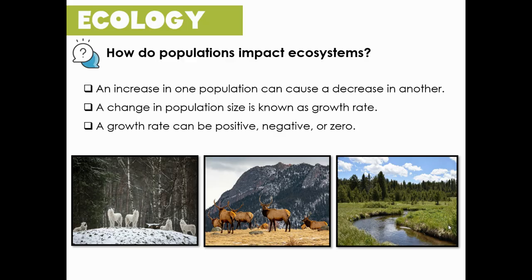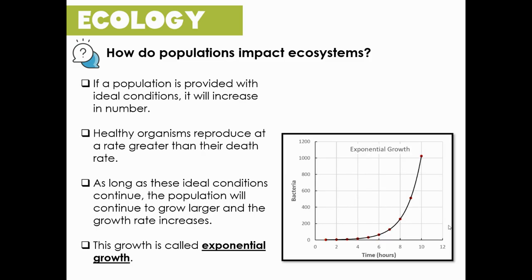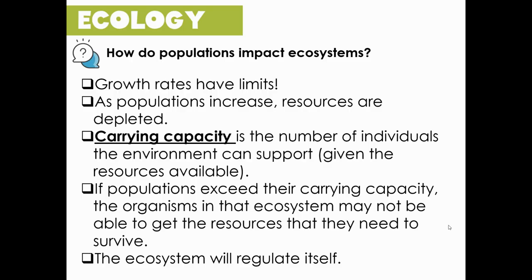A change in population size is known as a growth rate, and a growth rate can be positive, negative, or zero. And we talked a lot about graphs this year. So if a population is provided with ideal conditions, of course, it's going to increase in number. And so healthy organisms reproduce at a greater rate than their death rate, and this is going to create population growth. Sometimes that growth is exponential. So you can see here in a J-curved graph, this shows exponential growth. And as long as these ideal conditions are met, the population will continue to grow larger and larger. And of course, this is called exponential growth, but growth rates do have limits.